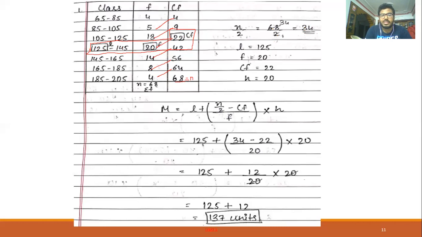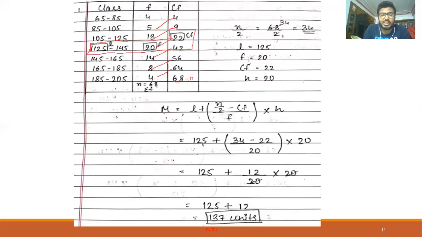इसके अंदर फ्रीक्वेंसी कितना है? 20. So you're writing the frequency as 20. Cumulative frequency उसके ऊपर वाला, that is 22. So 22 you're writing it. And H value देखो 65 and 85. 85 minus 65, how much is the class size? That is 20. So H value is 20.